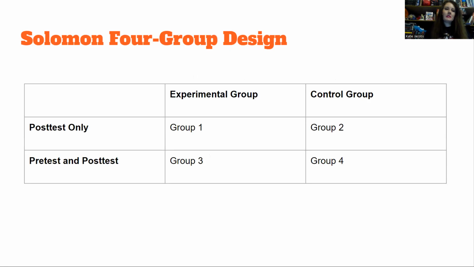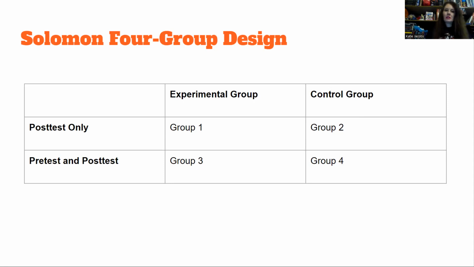So one way they get through this is by utilizing the Solomon 4-group design. This is where you have 4 different groups. One group is your experimental group, and they just take a post-test only. You can compare that to a control group that has just the post-test only. You can also compare an experimental group and a control group who both take a pre-test and post-test.